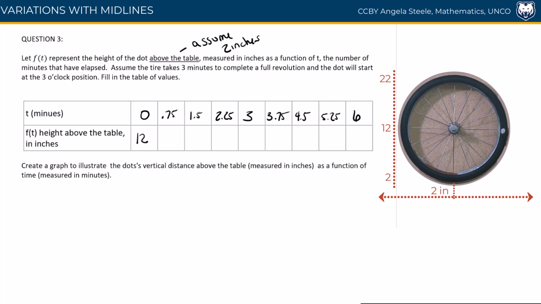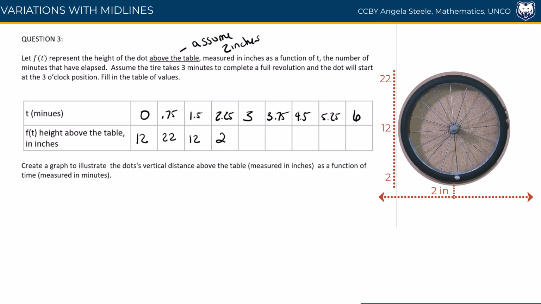Okay, let's go to our 12 o'clock position. We still are going to be adding that radius of 10 inches, so that puts us at 22. When we go down to our 9 o'clock position, that brings us back to 12 inches above the table. At the 2.25 mark, that brings us to the 6 o'clock position, and here we're at the bottom of the wheel, so that means we are only 2 inches above the table.